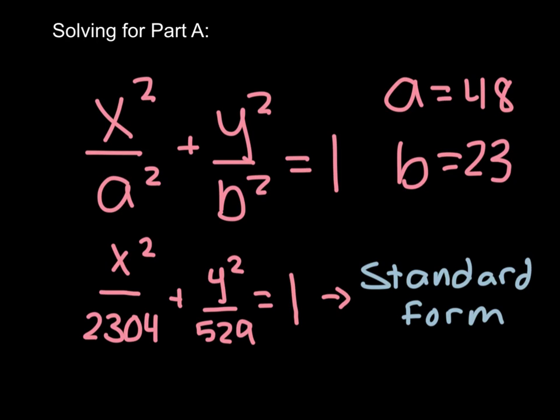So when we're solving for part A, first we need to start off knowing the standard form of the equation, which was first reviewed, which is x squared over a squared plus y squared over b squared, and this is equal to 1. And if we put it into the equation, it's given that a is 48 and b is 23. 48 squared gives 2,304, while b squared, 23 squared, equals 529. And this is the equation in standard form, which is what part A asks for.